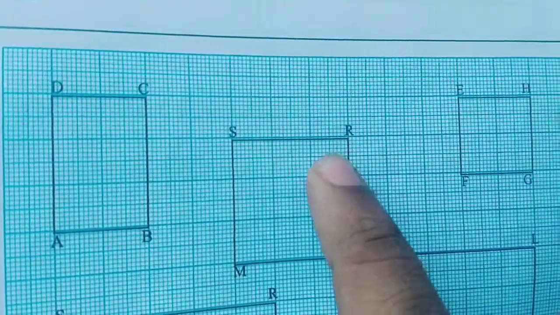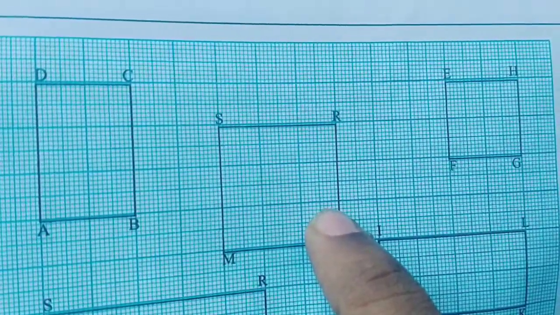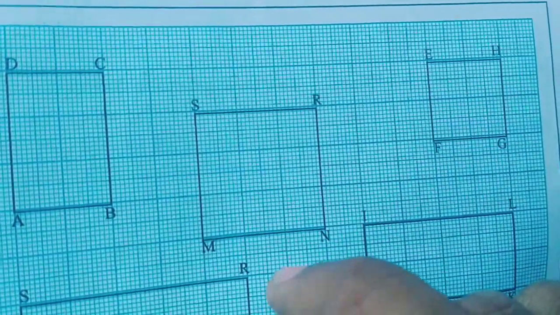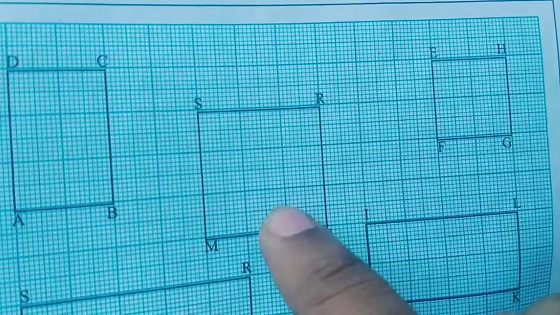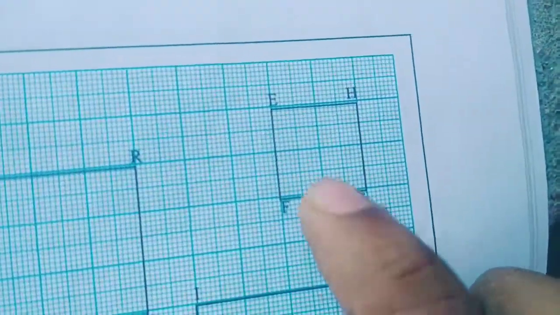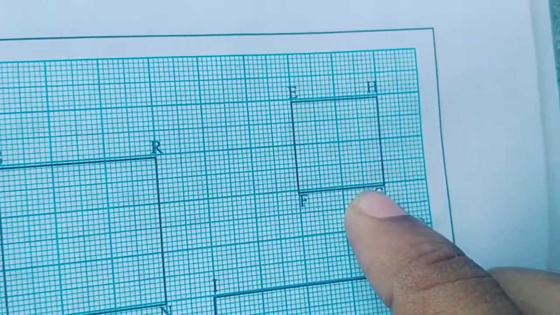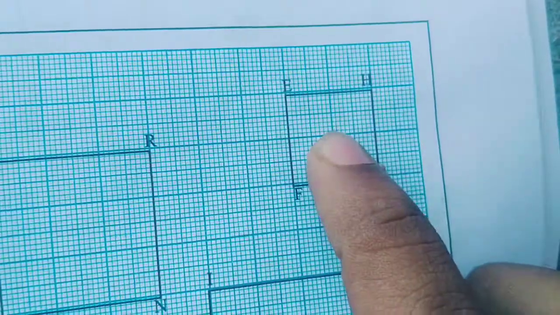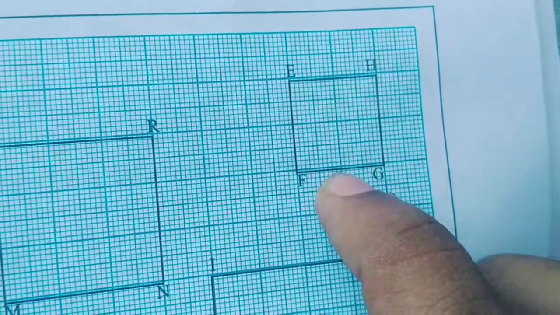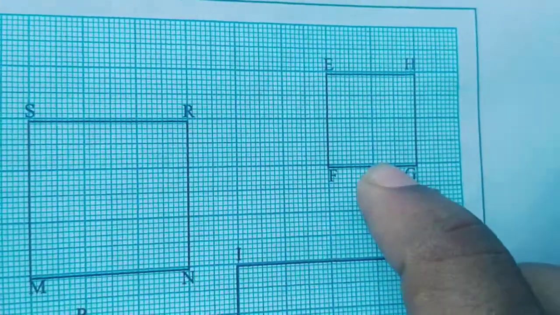1, 2, 3, 4, 5, 6, 7, 8, 9. 9 squares are inside it. So the area of this square is 9 square centimeter. Here EFGH, this square has its area of 4 square centimeter. 1, 2, 3 and 4 boxes are present inside this square. Hence the area of this square is 4 square centimeter.